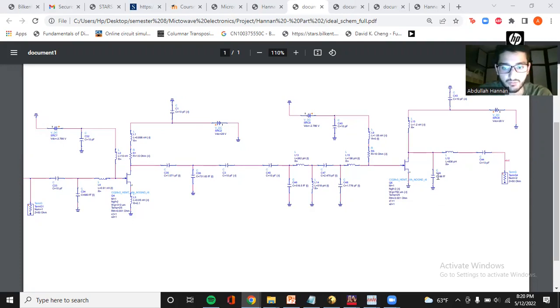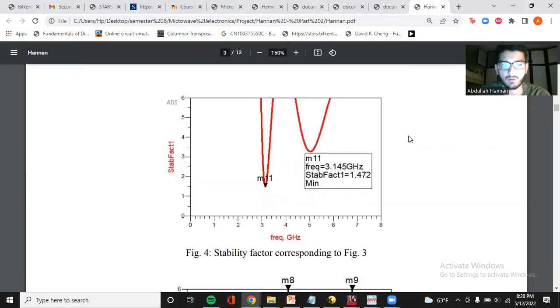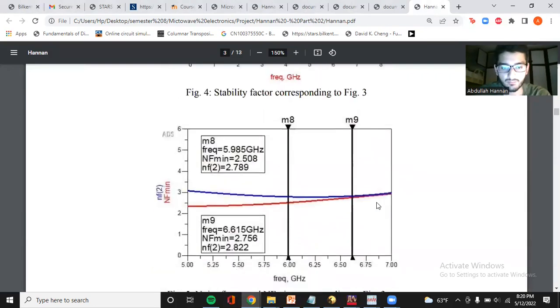After stabilizing both of these transistors, the input matching of the design is shown to the left, while the output is shown to the right. And in the middle, we have our interstage matching network. After doing the design with the ideal components, I ran some simulations to make sure that it was working fine. As you can see over here, the stability factor is greater than 1 for the whole frequency range, so it is unconditionally stable. The noise figure in the frequency band is about 2.8 dB.